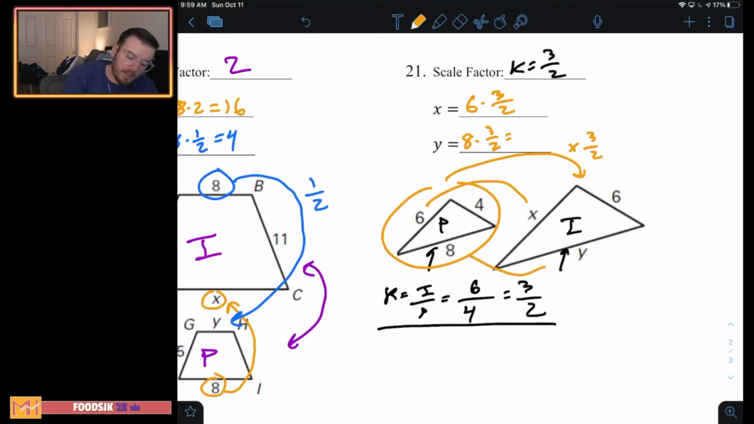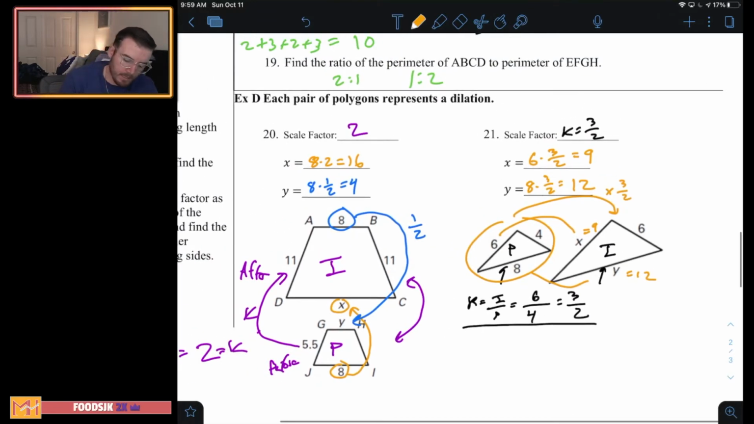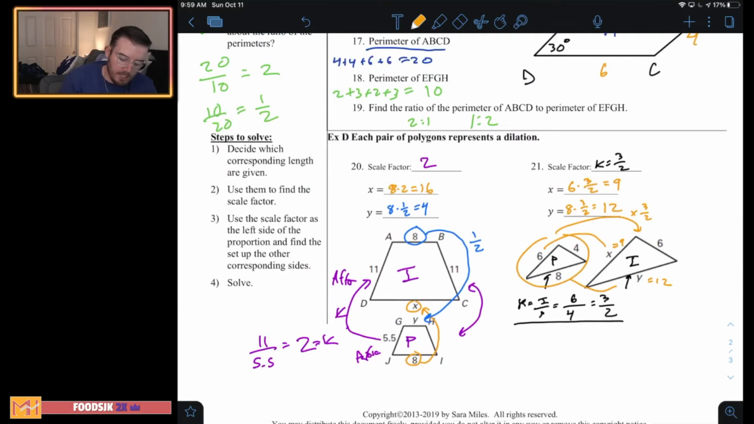So what do we end up with there? 6 times 3 is 18, divided by 2 is 9. 8 times 3 is 24, divided by 2 is 12. So this is 9 and this is 12. And that's that. We did it.